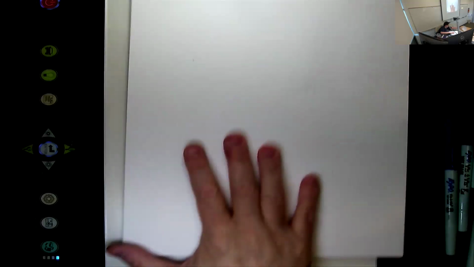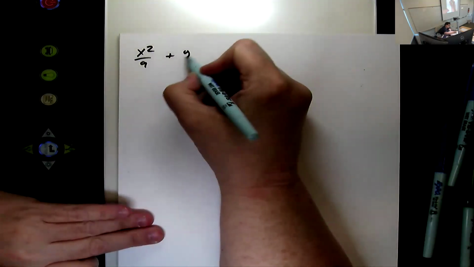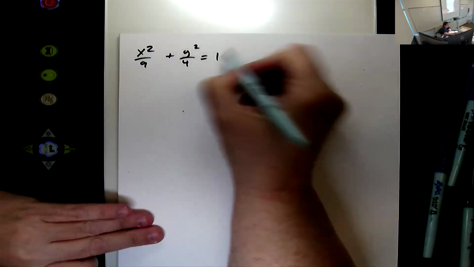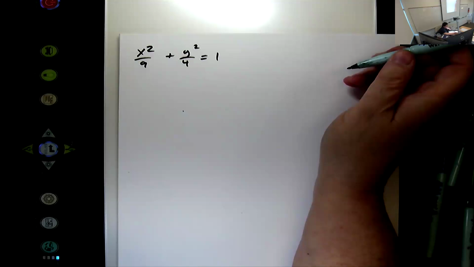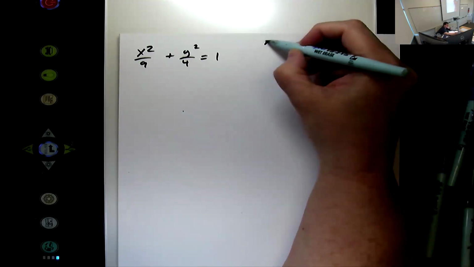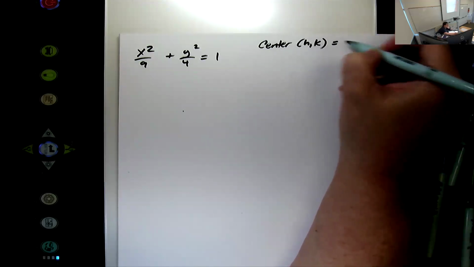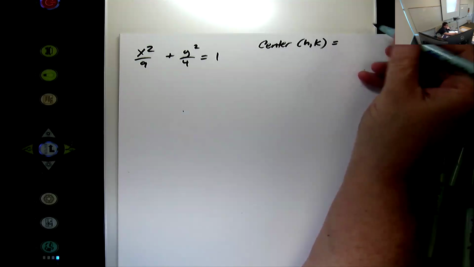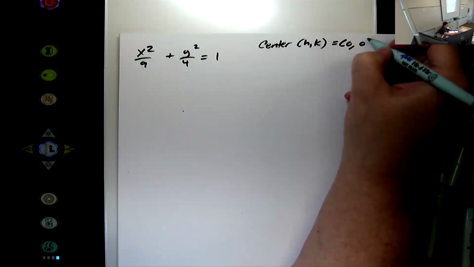So, let's look at some examples. We'll start off with something simple like x squared over 9 plus y squared over 4 equals 1. My center is (h, k). What is (h, k) here? 0. They're both 0, right? So the center is the origin.